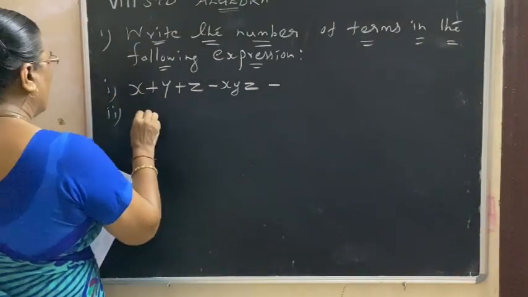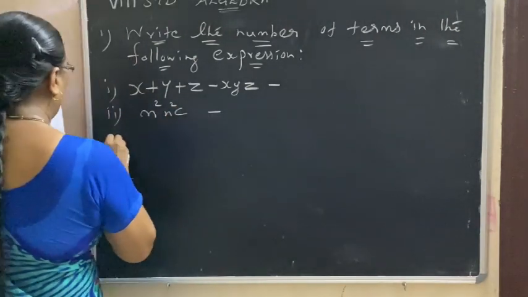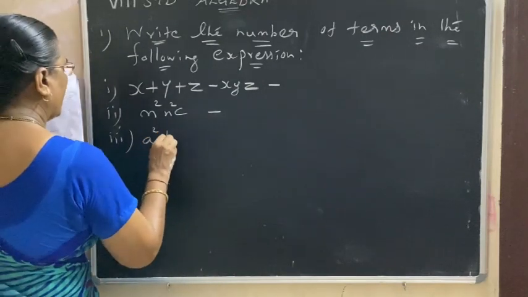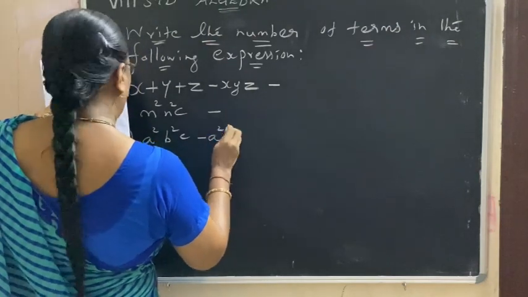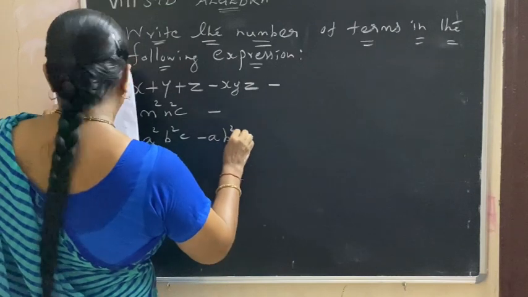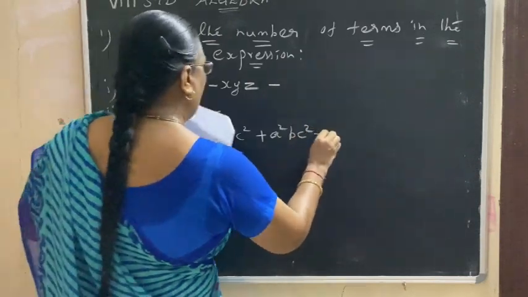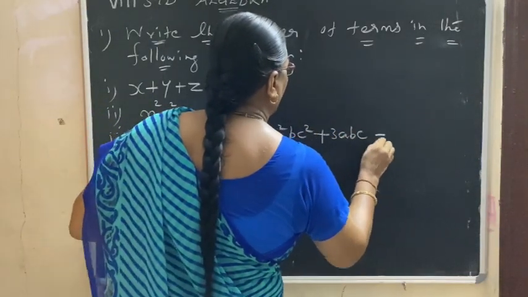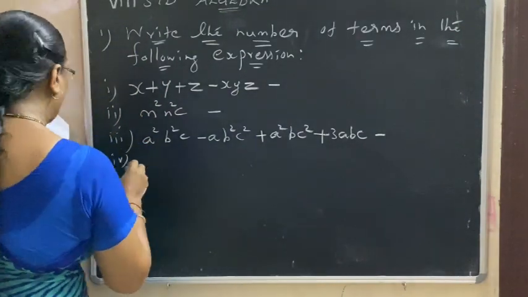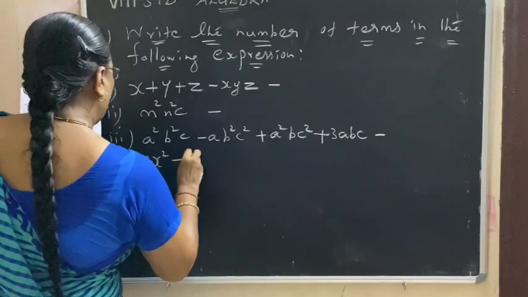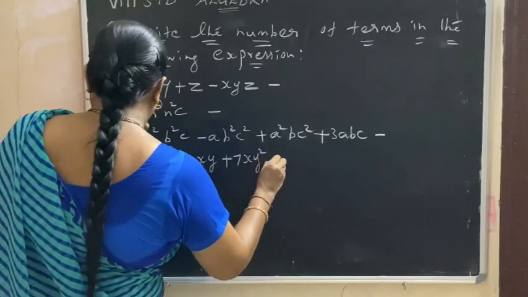For the second sum, m square n square c. Third sum, a square b square c minus a square b square c square, ca square bc square plus 3abc. The fourth expression, 8x square minus 4xy plus 7xy square.